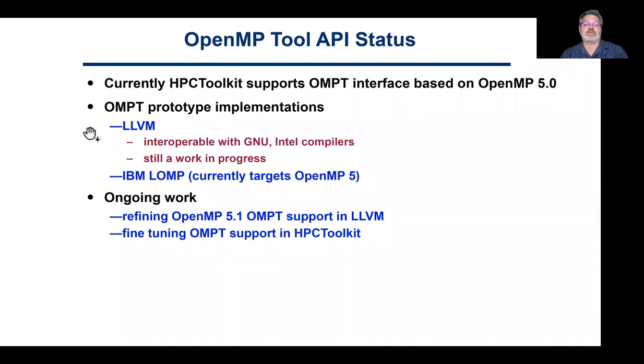IBM's lightweight OpenMP runtime has support for OpenMP 5. When we ran some things on Summit, there were some indications that the support was there, but it didn't seem to be used by the tool, and so I'm a bit puzzled. I noticed also that the runtimes on Summit were not the same runtimes that I was exchanging with IBM. We worked closely with Alexander Eichenberger, and he sent us copies of their runtime, which was called LOMP, lightweight OMP, and what's on Summit is something called XLSOMP. So I'm not sure what to make of it.